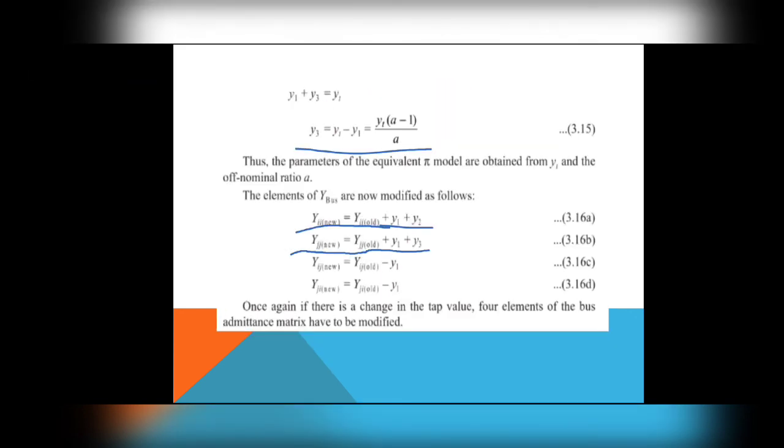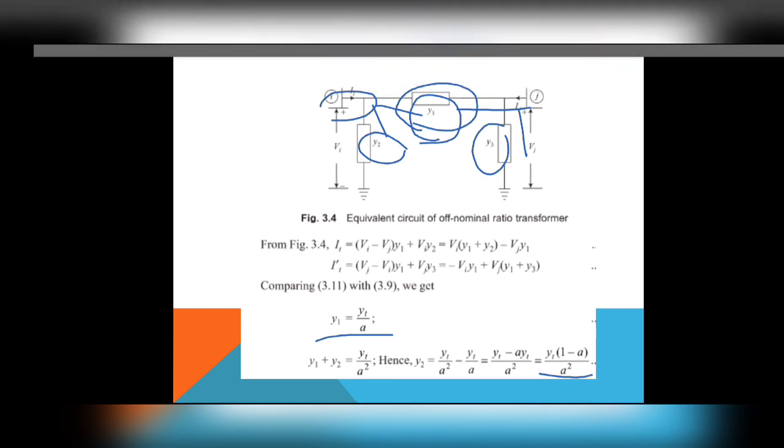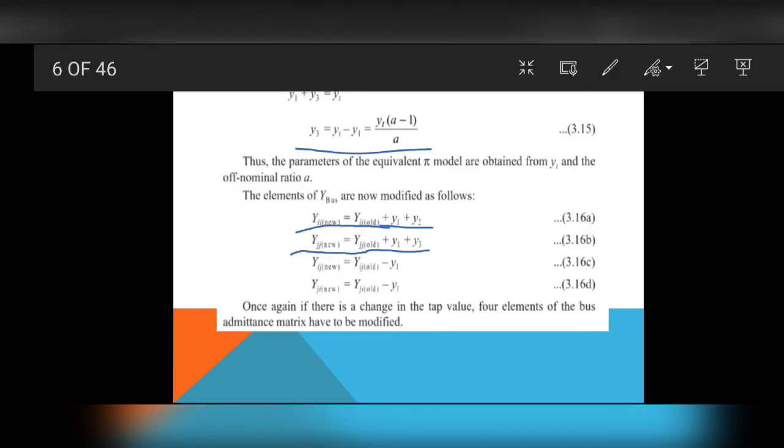So we are going to add Y1 and Y3, and Yij new is equal to Yij old. Between I and j, the admittance is Y1, and I have told you off diagonal is with a negative sign. So we are going to represent it as minus Y1. Same way, Yji new is equal to Yji old minus Y1.